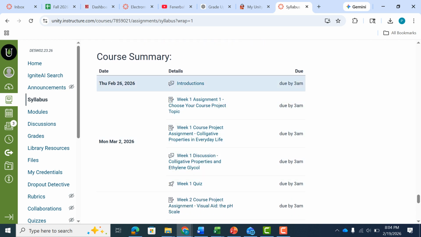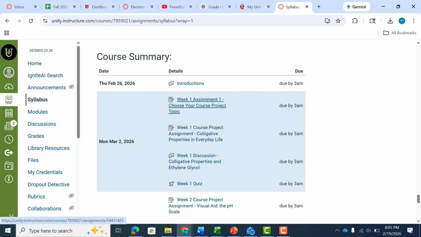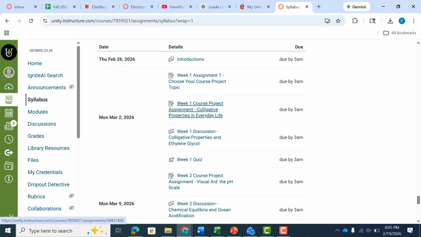Here we have the material for week 1, learning material preview. For week 1, the first thing you're going to have is an introduction that has to be done by Thursday. If you do not do an introduction, you may be dropped from the class. Week 1, we're going to have an assignment here and have you choose your topic for the project that will be due at the end of the term. Course project assignment, colligative properties.